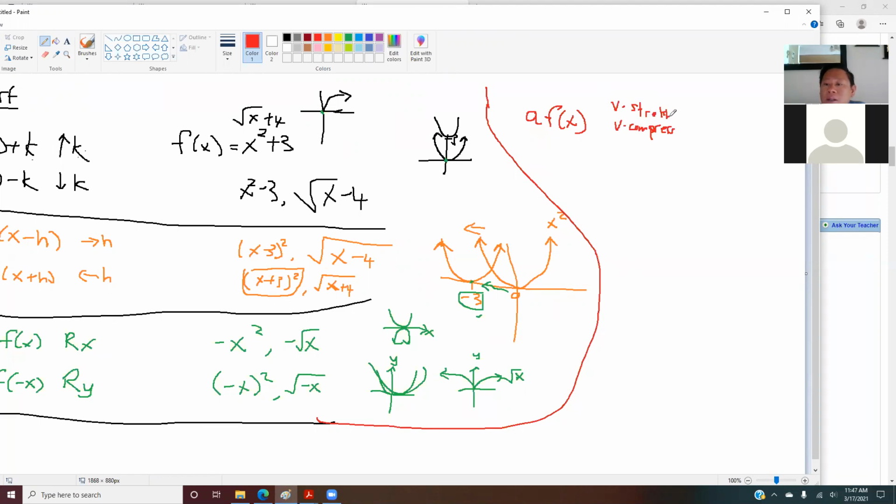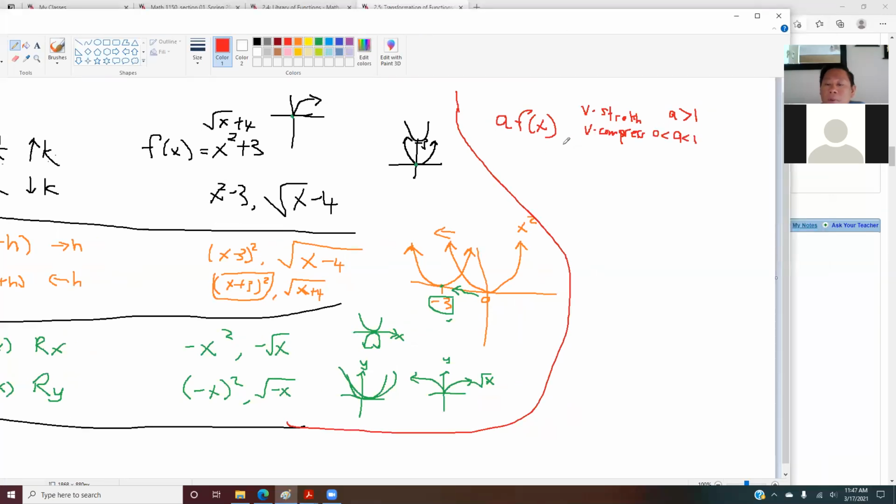How do we know it is a vertical stretch? Your a has to be greater than 1. For compress, your a is between 0 and 1. So what happens is that if you have something like 2x squared or 3 square root of x, because the number that you multiply is greater than 1, you have to vertically stretch it. So what happens when you vertically stretch it? This is your parabola. When you have the 2x squared, you vertically pull this, so this graph will get narrower.